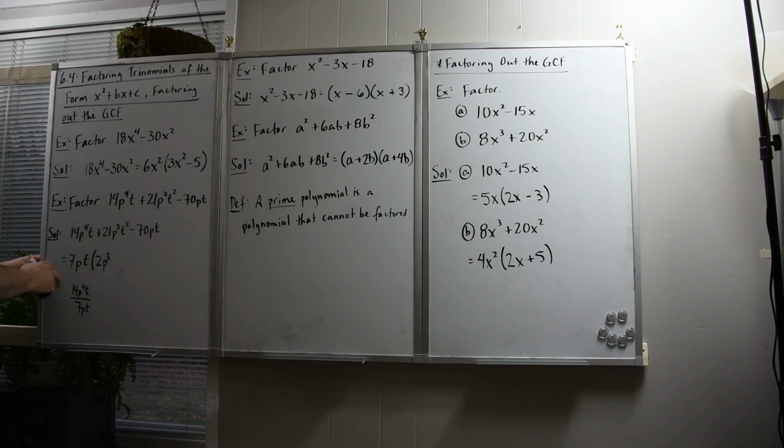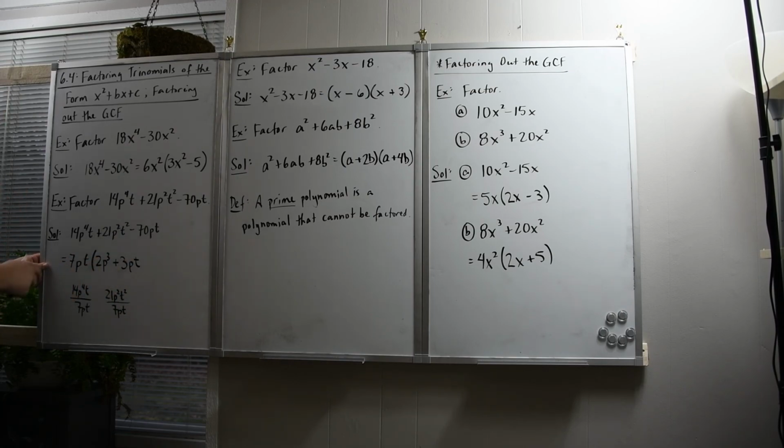We could then say, well, what do we have to multiply by 7pt to get 21p squared t squared? Well, we know 7 times 3 gives us 21. We know p times p gives us p squared. And we know t times t gives us t squared. So 7pt times 3pt would give us the 21p squared t squared. But you could also do the same thing we've been doing. Take a look at the 21p squared t squared. Divide it by 7pt. The 21 over 7 gives us 3. P to the second over p gives us p. And t squared over t gives us t.